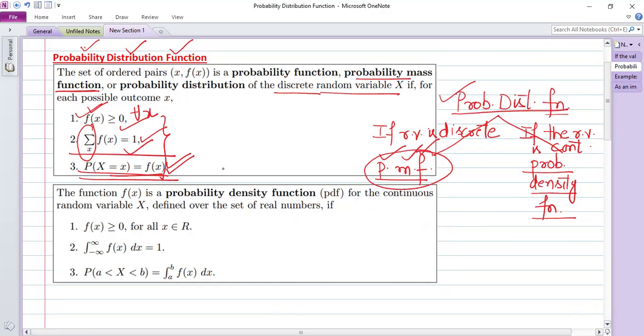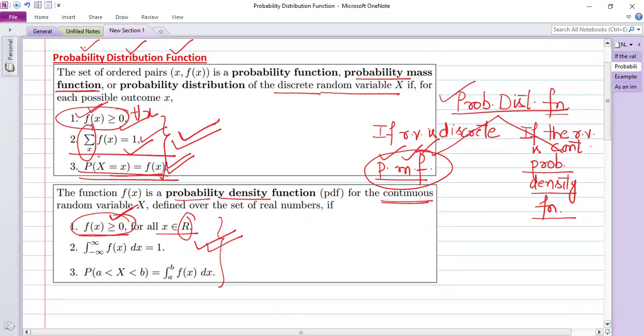Now, these three characteristics are not really different characteristics. They are parallel, or analogous, to the previous three. Here f(x) is our probability density function, because our random variable is continuous. So just like the PMF, the probability density function is never negative for all values of x, which are real numbers.